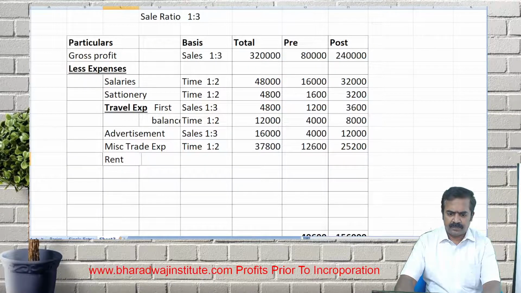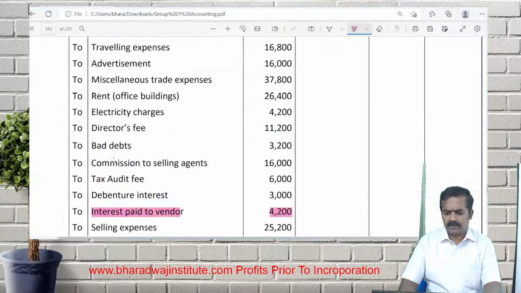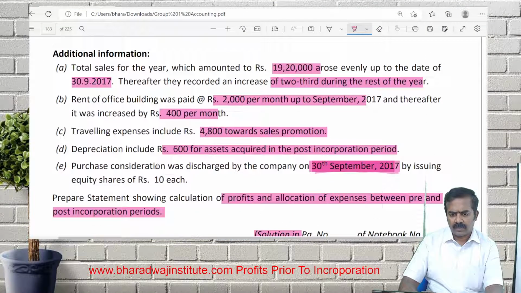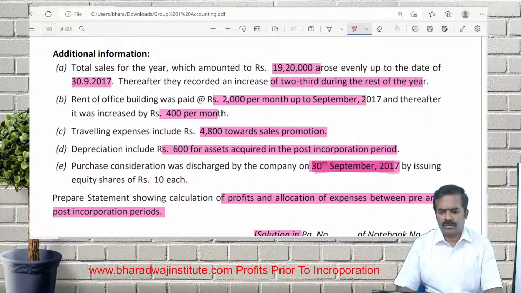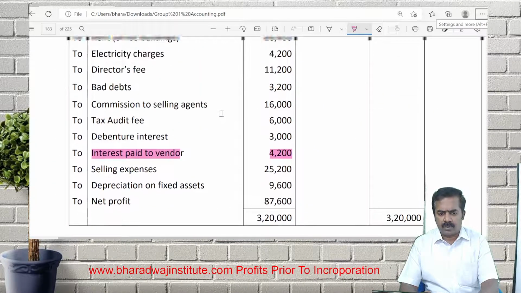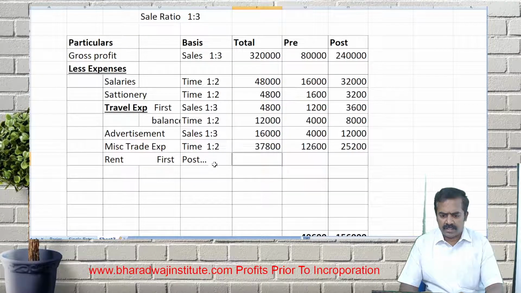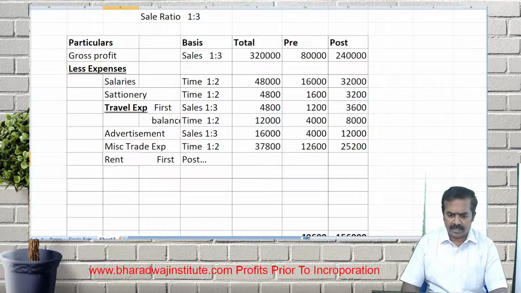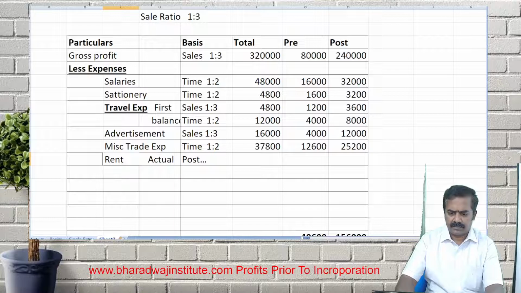In rent, first take the company's period, the post incorporation period. How many months, and how much per month is given? Rent was 2,000 per month up to September. Thereafter increased by 400 per month. What is the total rent paid? 26,400. The 26,400 rent is based on actual data. 8,000.